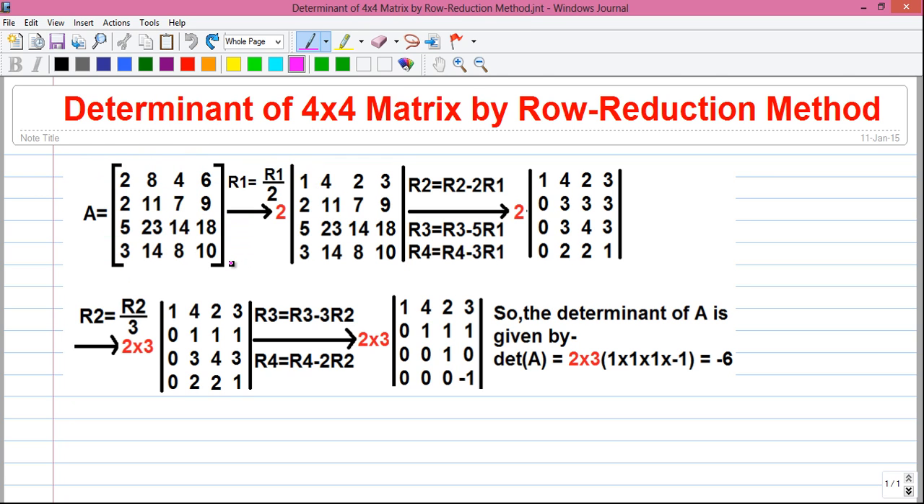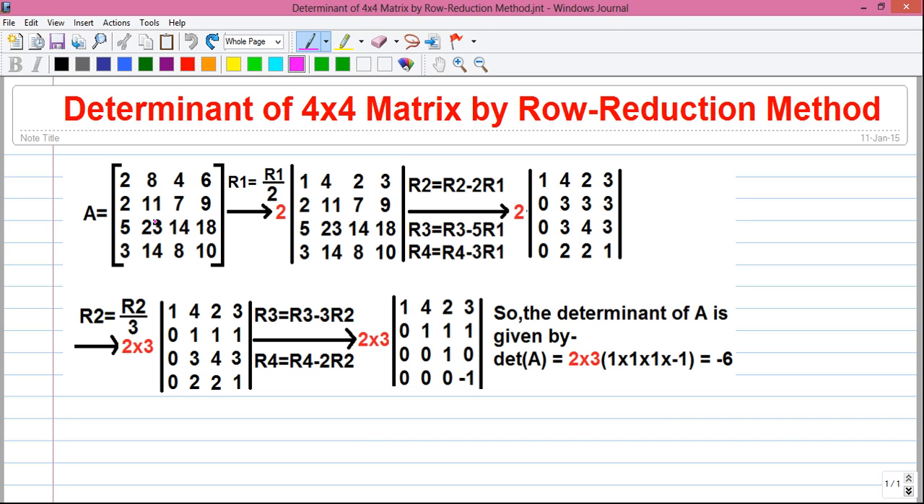Next is the order of a matrix. Order of a matrix is given by the number of rows into the number of columns. So here the order of matrix A is equal to 4 cross 4 or 4 into 4, where the first number 4 represents the number of rows and the second number 4 represents the number of columns. So here both the numbers are the same. So it's called a square matrix. A square matrix is a matrix where the number of rows is equal to the number of columns. So square matrices are of many orders: 2 into 2, 3 into 3, 4 into 4 and so on.